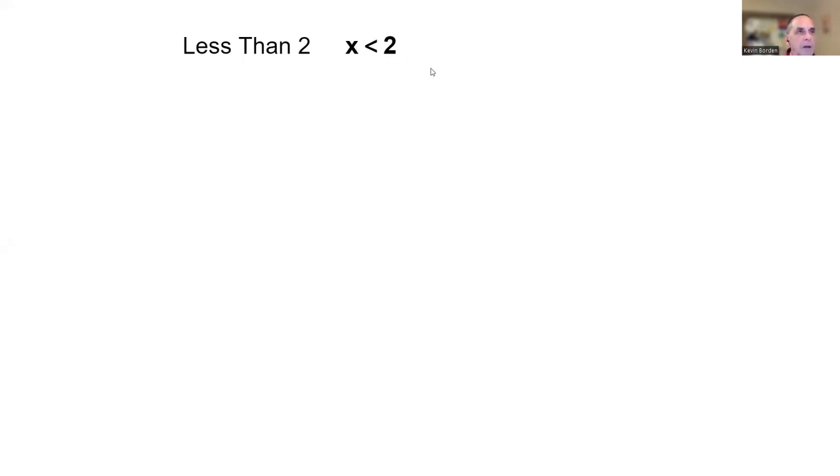So we're also going to talk about how that looks on a number line. So there's a number line. And we put a circle without any filling in the circle, what we would call a hollow circle, at the number 2, because we're talking about the number 2. And then we draw an arrow to the left to indicate that any number less than the number 2 is part of the solution to this inequality.